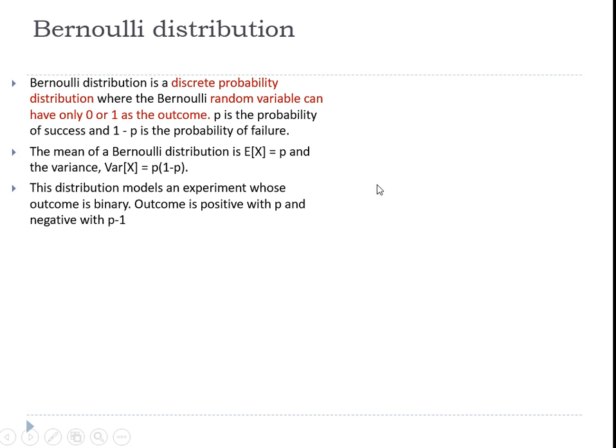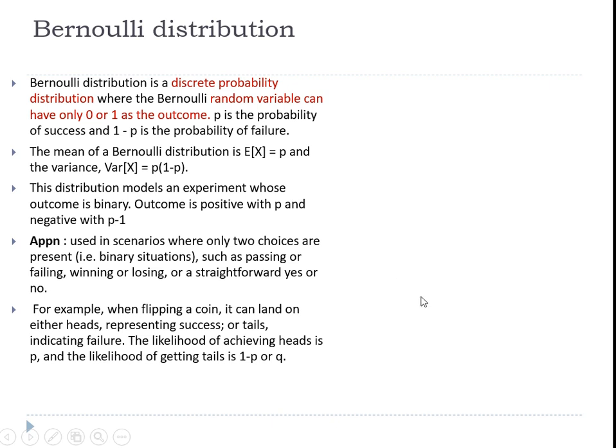Again here, just like binomial distribution, Bernoulli distribution is also used for experiments or models where the outcome is only binary, right? The outcome is positive with p and negative with 1 minus p. So what are the applications? You can think of applications where you just have two choices. For example, tossing a coin, passing or failing, winning or losing, yes or no. These are all applications where you can use it.